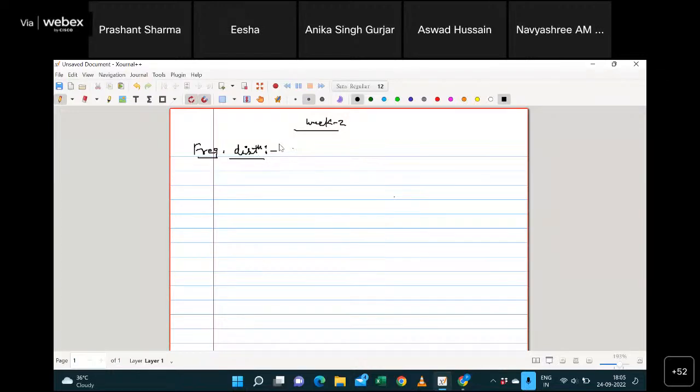For example, let's take categorical data like A, B, C, C, D, D, and B and A. So this is the categorical data, and I have to do the frequency distribution for this one. Frequency distribution is nothing but a list of distinct values with their frequency. So what are the different categories here? A, B, C, and D.